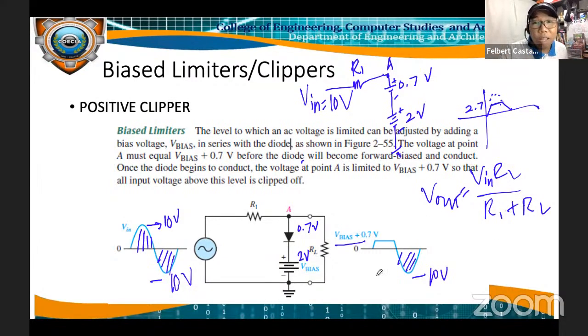Tapos na ba kayo doon sa DC circuits niyo? Networks.